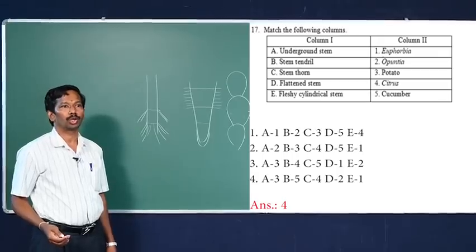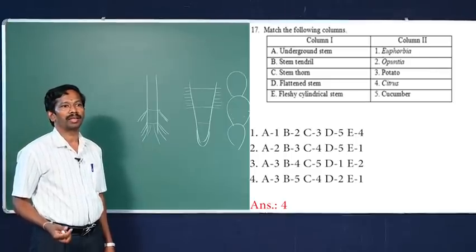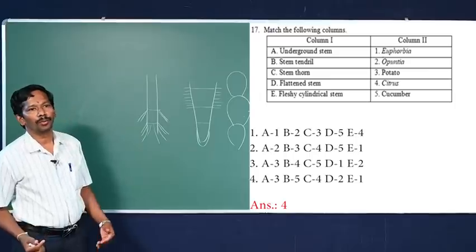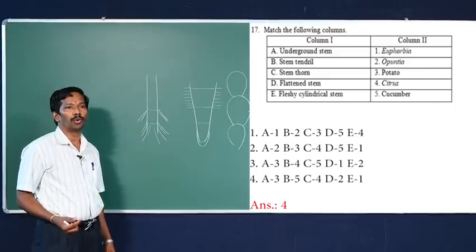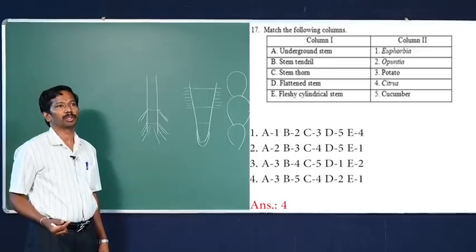Question. Match the following question with the underground stem, tendril, thorn, flattened stem and fleshy cylindrical stem. With examples given, answer is 4, where no explanation is necessary for this particular question.